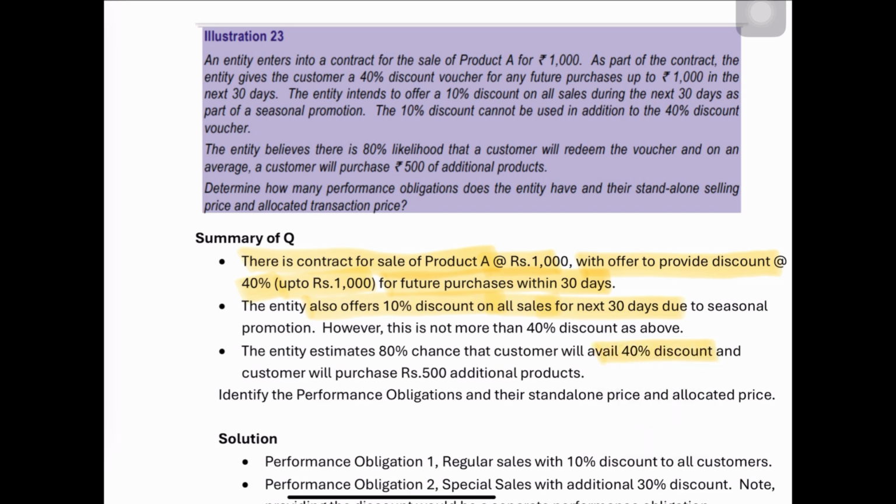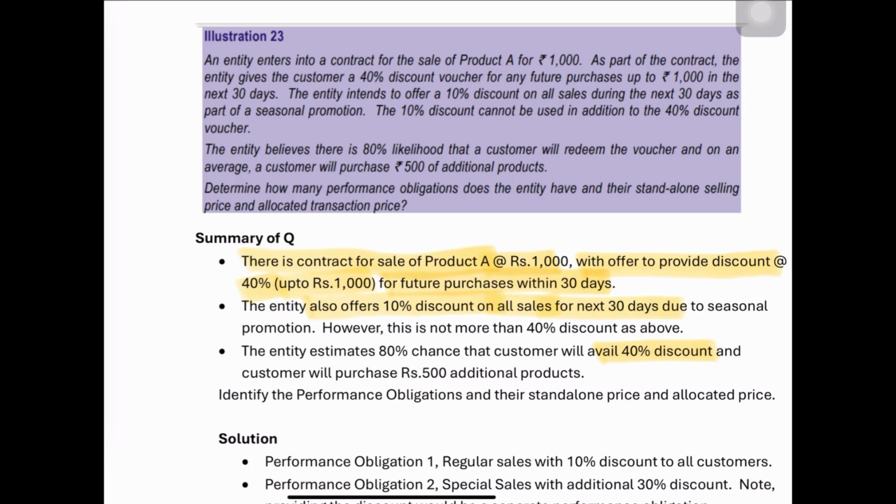So there are two schemes. One, the regular discount of 10%, and second, if the customer comes back and procures repeated orders within 30 days, then the discount rate will be increased from 10% to 40%. So that's how this example is structured.